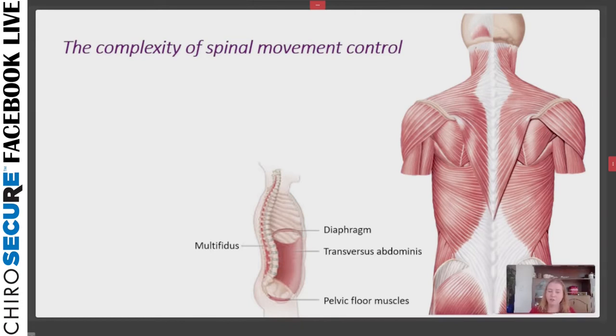And your continence, your pelvic floor function. So it's coordinating your breathing and your continence while it's also sensing what's going on in the spine and controlling those multiple layers of muscles. On top of this, the spinal muscles, the little muscles, are intimately connected with your eyeball muscles.